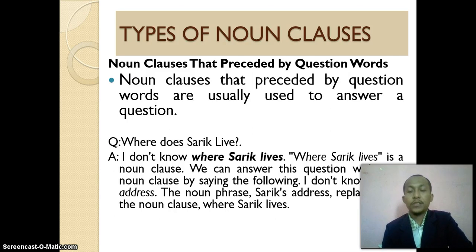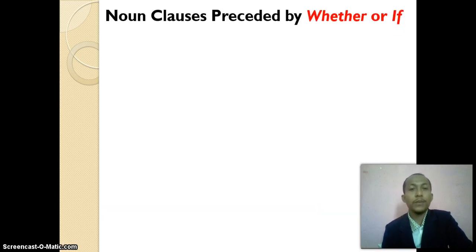So this, why Azril loves the city, is a noun clause after a question word. Where do you go? I don't know where I go. So this is a noun clause, very simple, because I have already explained a little bit about this.